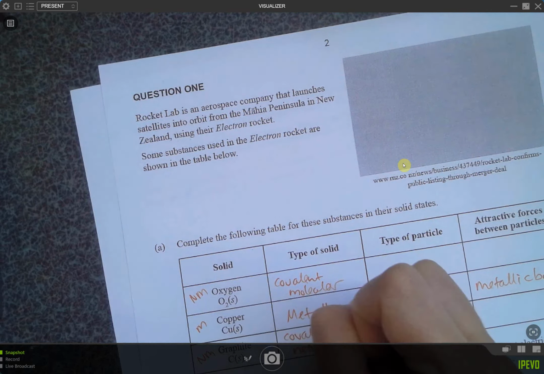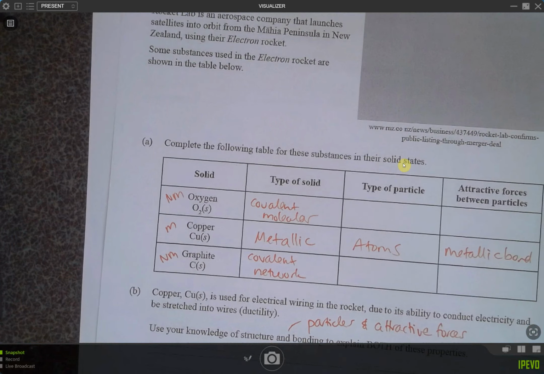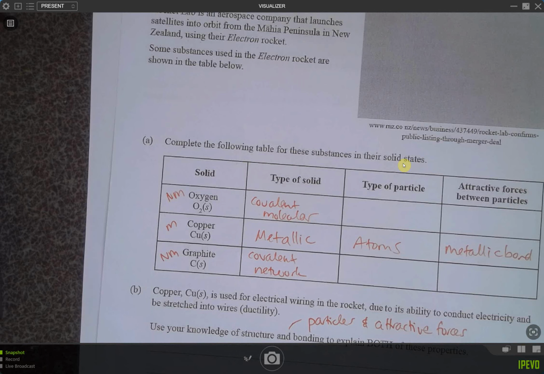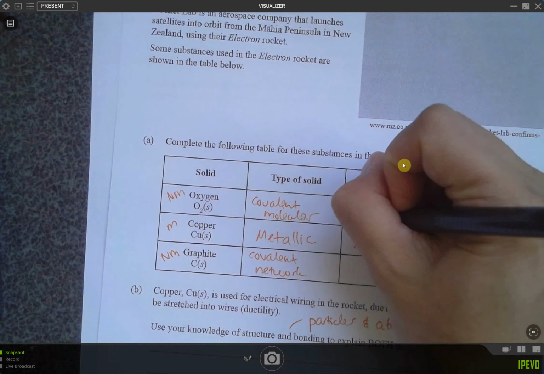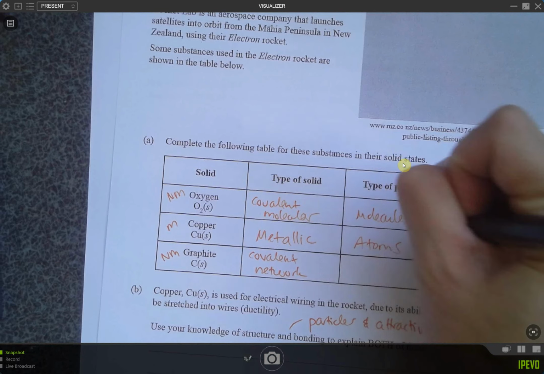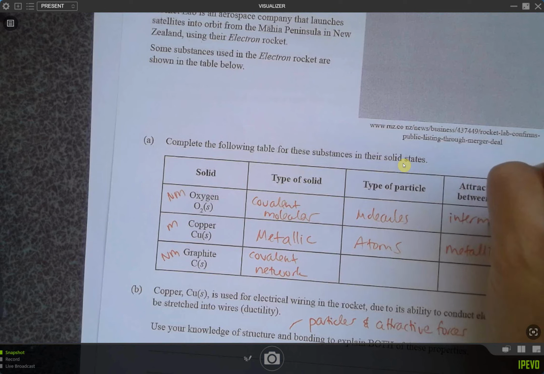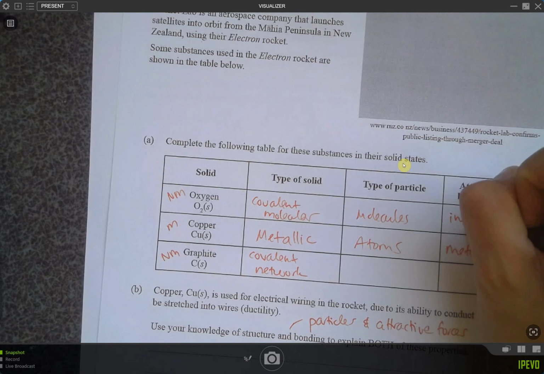The other thing to think about when you're looking at that is to think logically. Oxygen's in our air right now. We breathe it, so that's a gas at room temperature, so it must be the covalent molecular. For covalent molecular, don't forget the type of particle is molecules, and the attractive forces are the intermolecular forces. They're very, very weak.